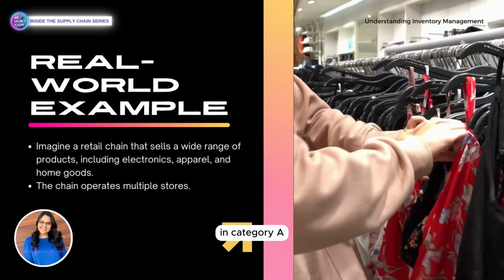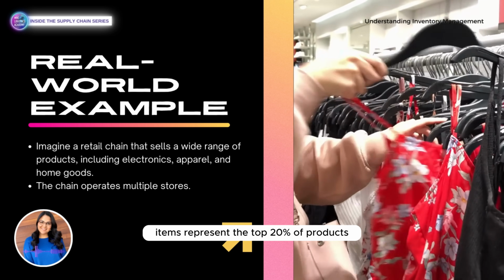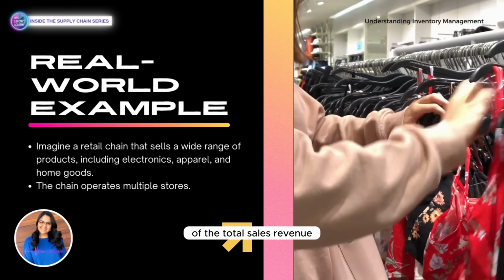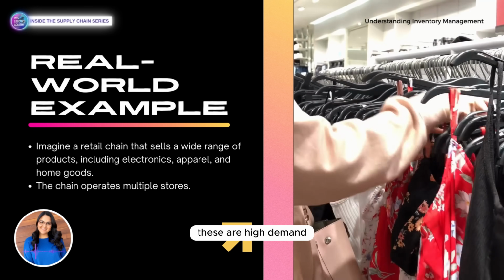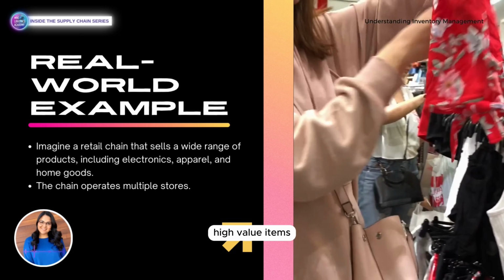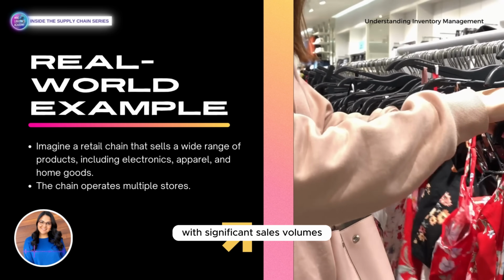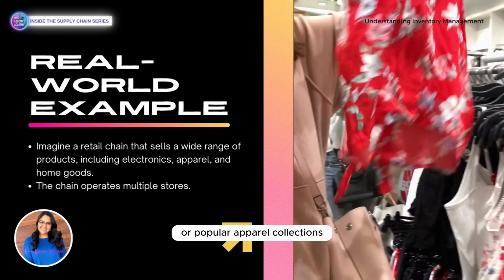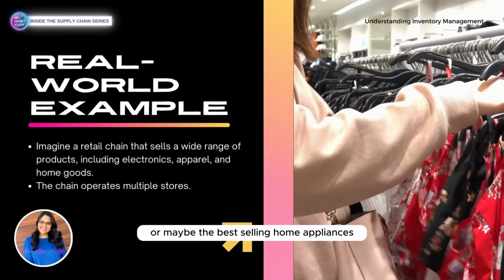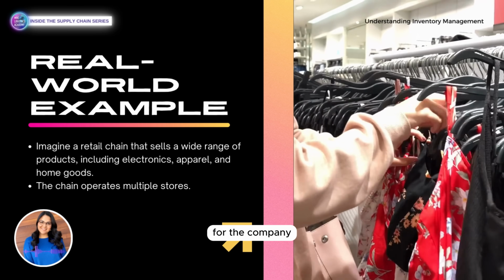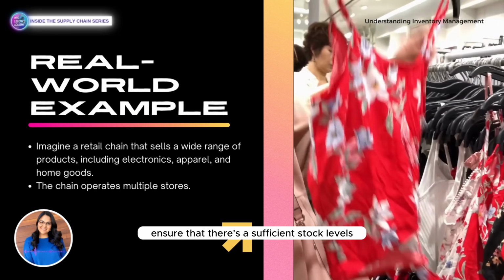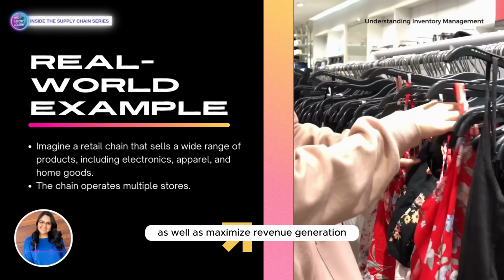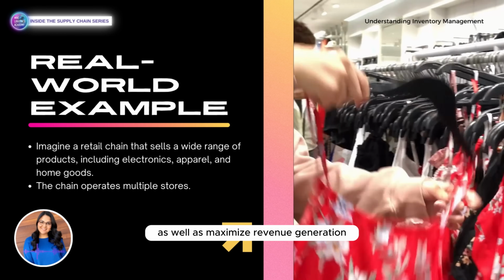In category A, items represent the top 20% of products that contribute to approximately 80% of the total sales revenue. These are high demand, high value items with significant sales volumes. Examples may include smartphones or popular apparel collections, or maybe the best selling home appliances. The company needs to ensure that there's sufficient stock levels for category A items in order to meet customer demand as well as maximize revenue generation.